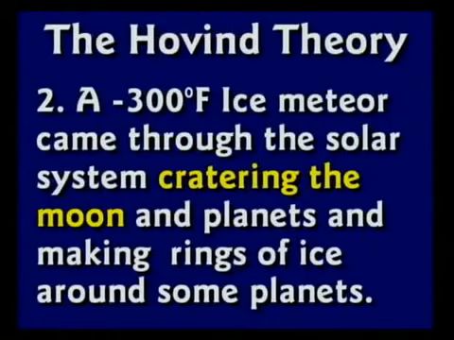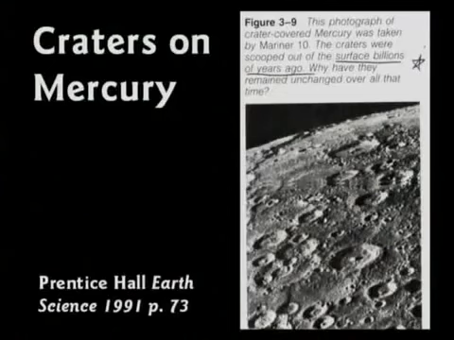Okay. Second thing that happened, a 300-degree below zero Fahrenheit meteor, this is in my Hovind theory, came plowing through space and cratered the moon and the planets and made some rings around some of the other planets. Some planets have ice rings around them. Mercury has a lot of craters. It looks like something hit, made a hole, but we don't know what hit. Nobody sees the moon, for instance, get hit by anything. And yet the moon has lots of huge craters in it. What happened? If a chunk of ice hit it, it would make the crater and then melt away.